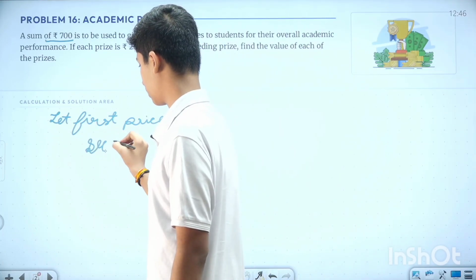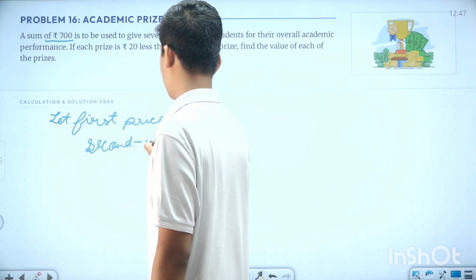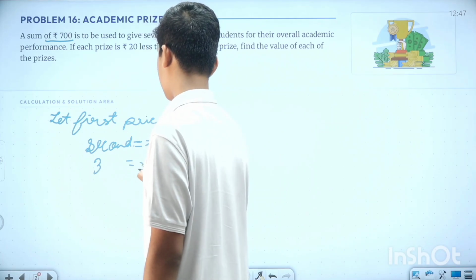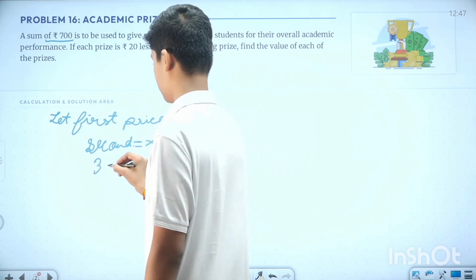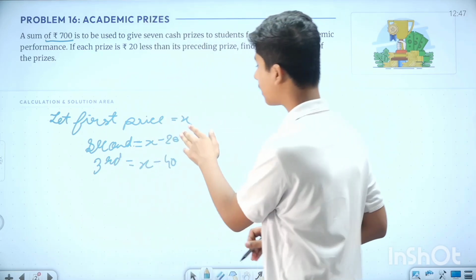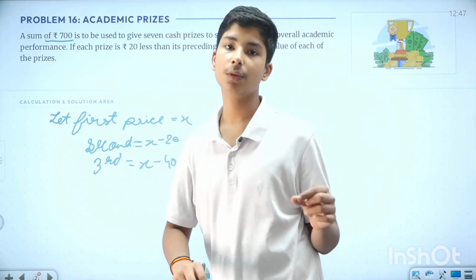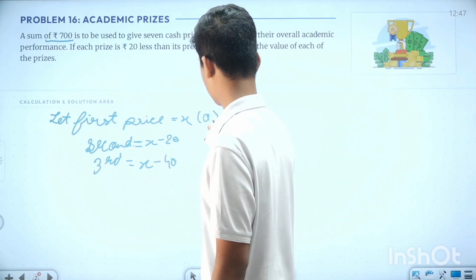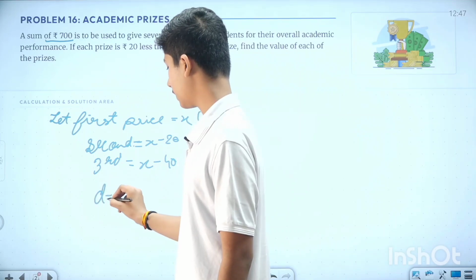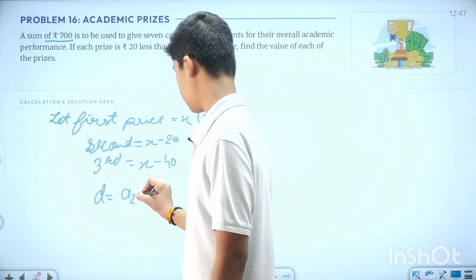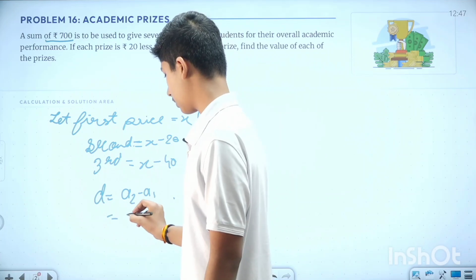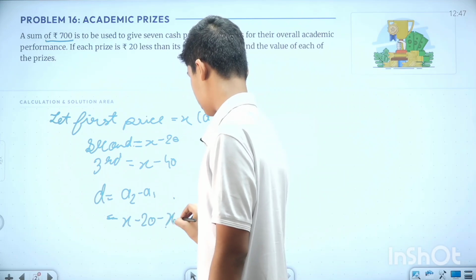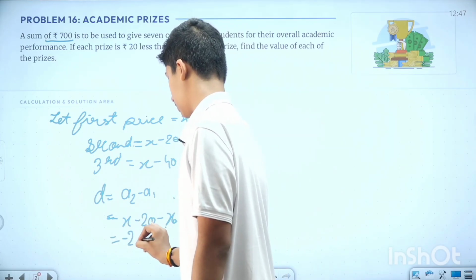Second will be X minus 20. Then third, X minus 40. See, similarly, this will be going on. And here we get to know that the difference is minus 20. This will be A. Then difference will be A2 minus A1, means X minus 20 minus X. This will be minus 20. So D is minus 20.